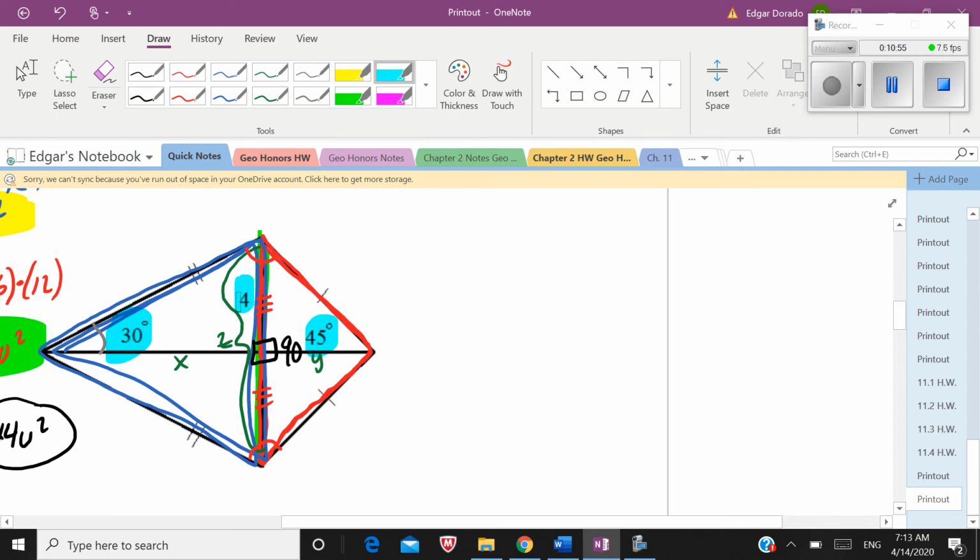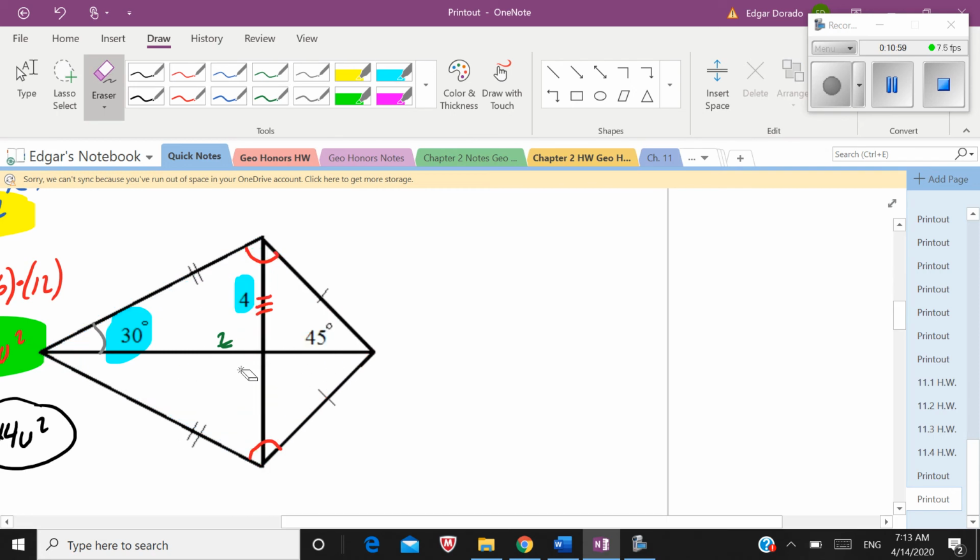Okay, so let's go through it. Let's go slowly, guys. Here we go. So, what do I know? And what am I trying to figure out? Well, I know that these are congruent. That's one part that I know. So I actually already know this right here. Basically, I know the base of both of the triangles that I'm going to try to find the area for.